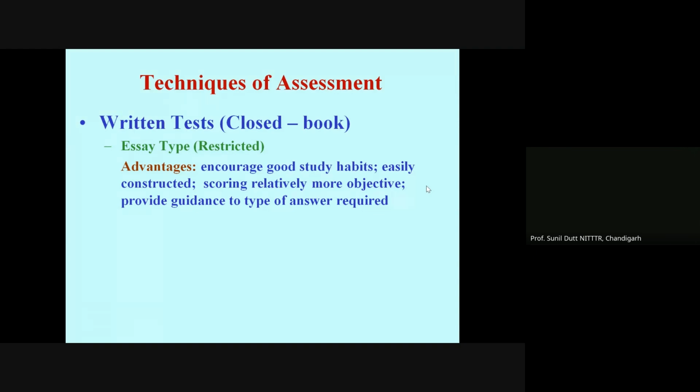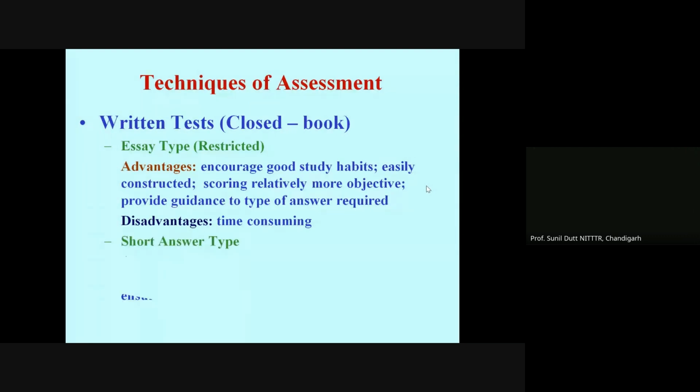Scoring is relatively more objective because you are indicating the scope of the topic to be discussed, and you are giving guidance to the student to write the kind of answer you expect. So in this type of question, the intention of the paper setters is clearly conveyed to the student. The disadvantage is that it is time consuming because you are asking more questions.